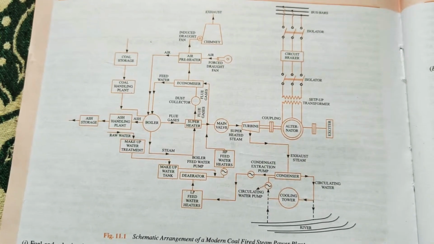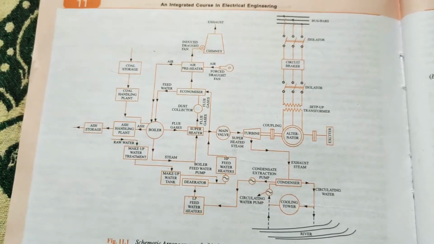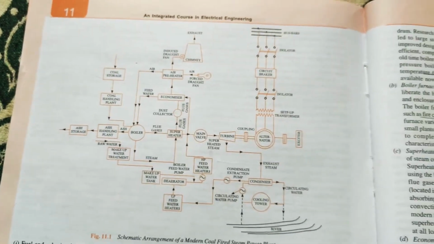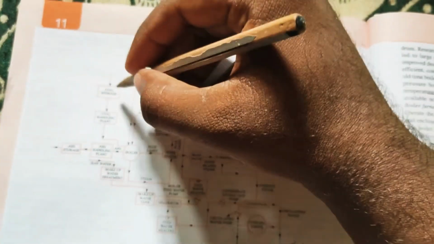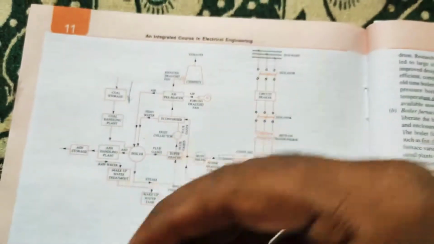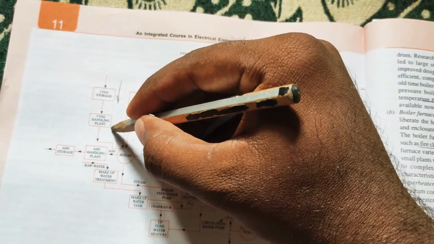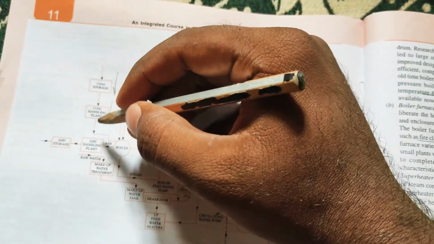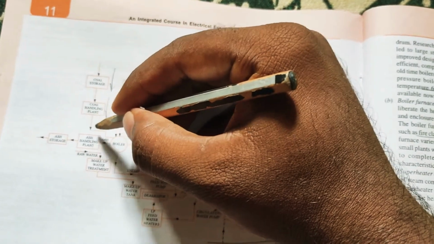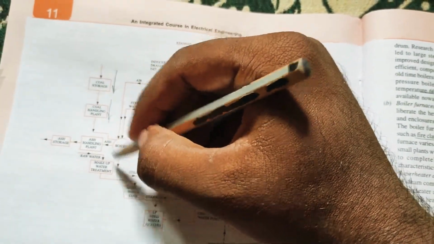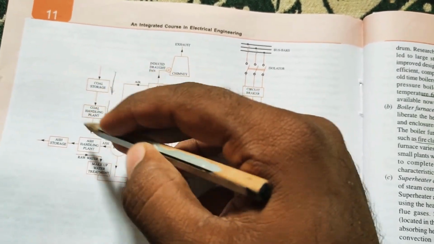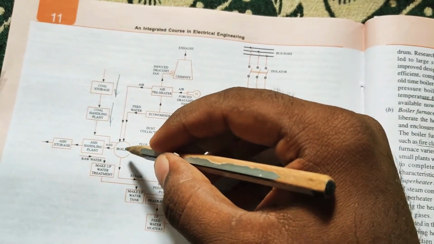Hi friends, in this video I am going to explain the modern coal-fired steam power plant. It starts from coal storage. And it is given to coal handling, and that coal handling will send the coal on the belt conveyor to the boiler.